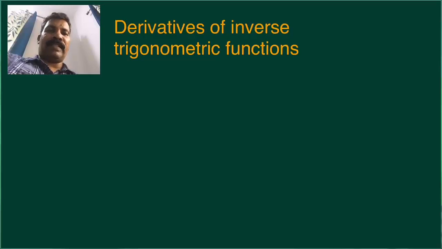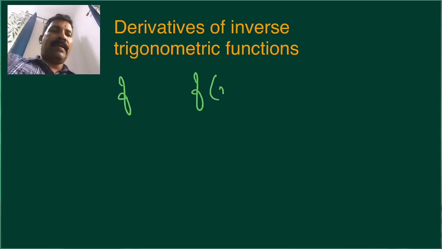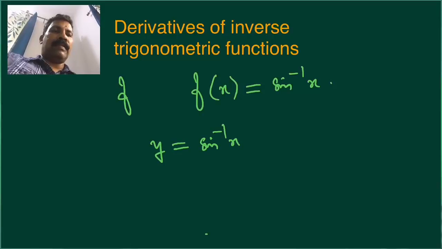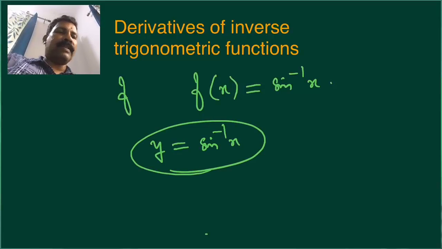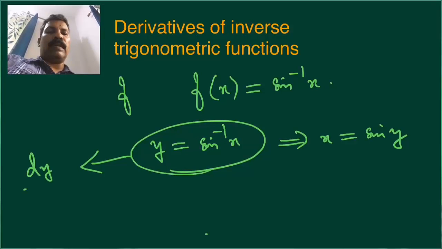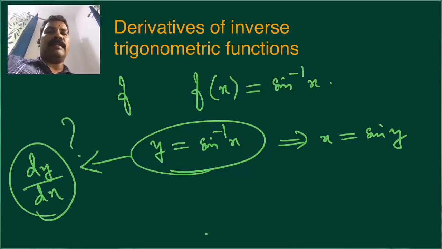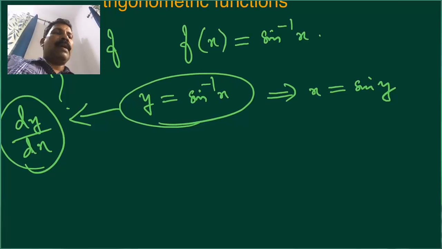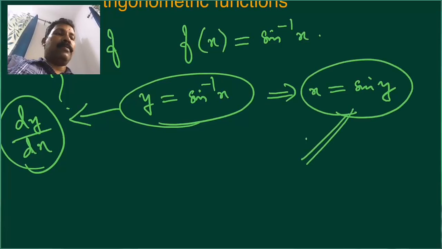Now derivatives of inverse trigonometric functions. Find the derivative of f if it is given by f of x is equal to sine inverse x. Then here we know that y is equal to sine inverse x, that is the given inverse trigonometric function. But equivalently we can write x equal to sine y. Our purpose is, given the function y is equal to sine inverse x, what about dy by dx? We have to find this derivative. So here we have written x equal to sine y.